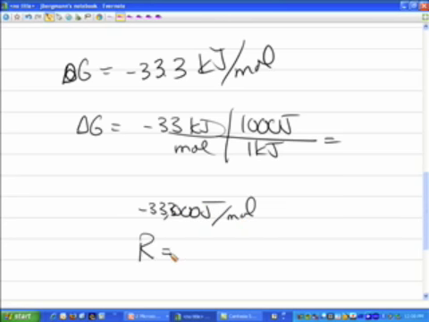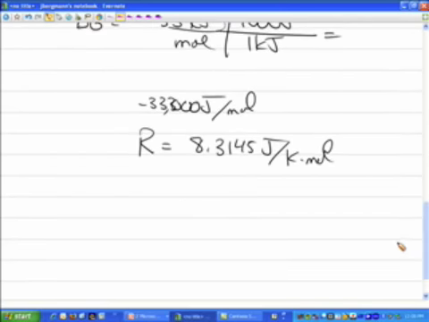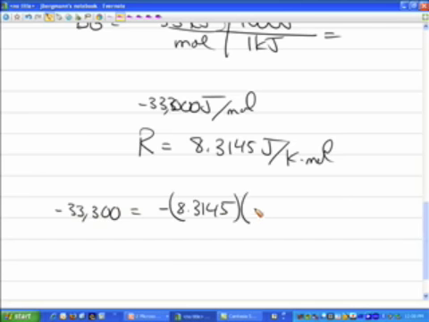Why do I do that? Because if you recall, R, the gas law constant, is 8.3145 joules per Kelvin mole. So I must have like units. I could have converted R into kilojoules, but I find that a little cumbersome. So negative 33,300 is equal to negative RT, 8.3145, I won't put the units on here, and the temperature is 25 Celsius, so 298 Kelvin, just add 273, times the natural log of K.